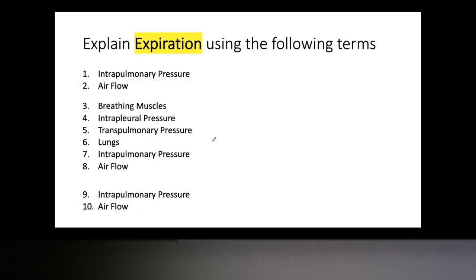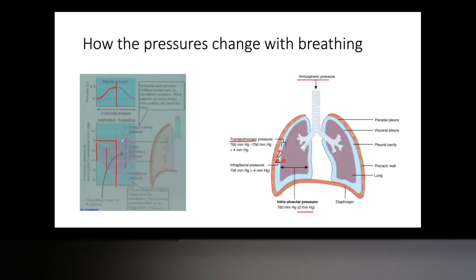Then we have the expiration. It's basically the same but opposite. You start again with the same: there is a 0 pressure, airflow is 0, and we will end with 0 and 0 as well. So what happens in expiration? The breathing muscles relax. The intrapleural pressure is still negative, but starts to become less negative.